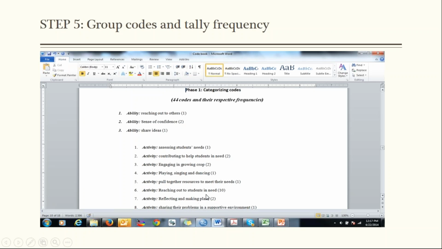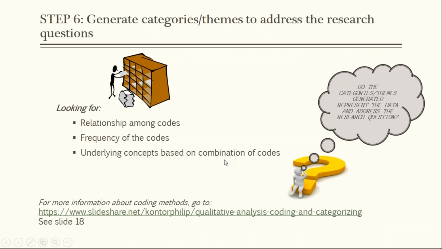So you tally all of them. You can see reach out to students in need. This is a code, and it was assigned to 10 significant pieces of information in the data, and some were assigned to two, like contributing to help students in need. So that's how you're going to do it.